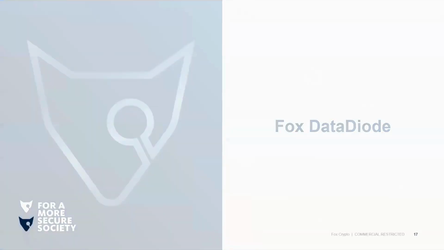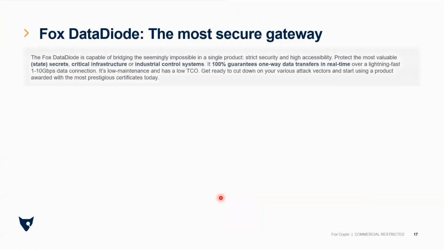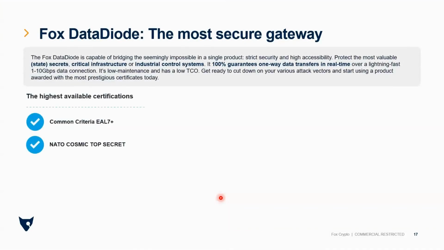So the Fox DataDiode, we have two flavors. It's a 1 and a 10 gig connection. It's used by governments and in industry and in critical infrastructure. And we can tell you it's 100% secure, and that's why governments and police and intelligence are using it.